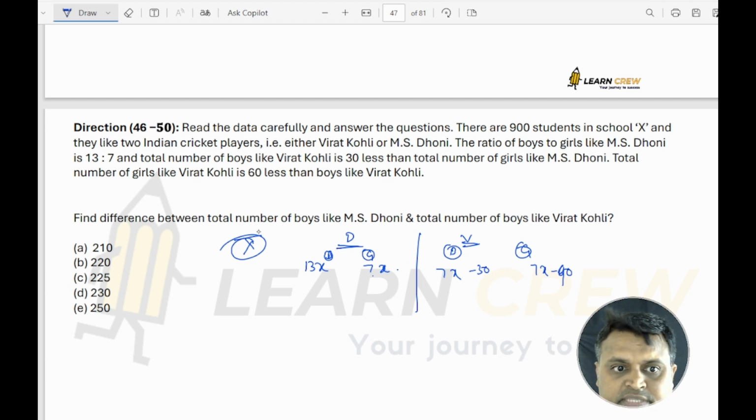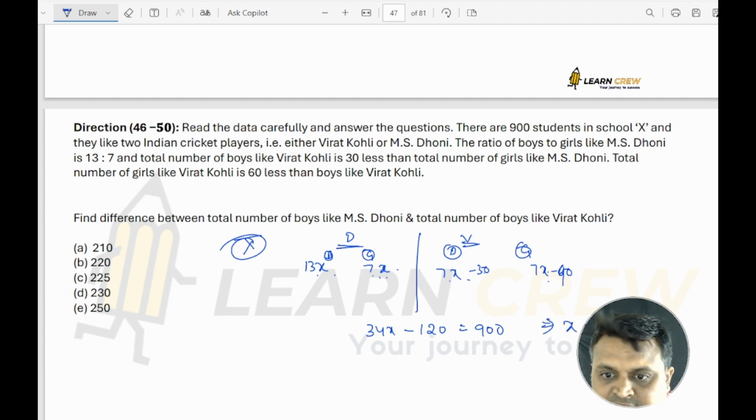So all together is how much? 900. So 13x plus 7x is 20x. Plus 7x is 27x, plus 7x is 34x. Minus 90 minus 30 is minus 120, equal to 900. The sum of all these is 900. So from this I get 34x is 1020, so x is 30.